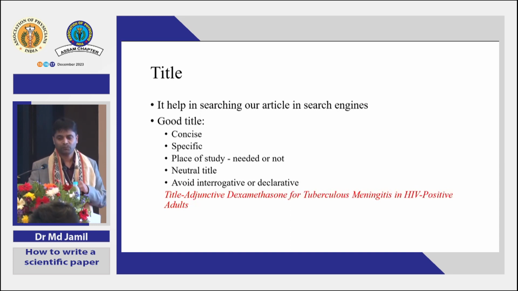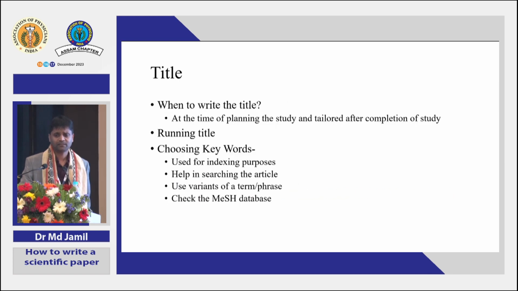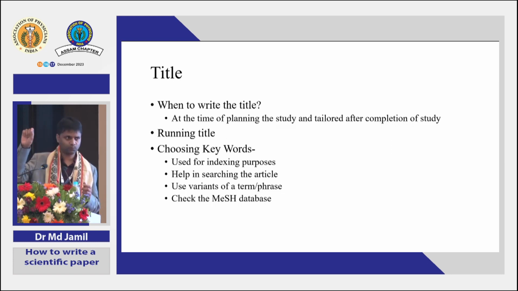An example of a title is: adjuvant dexamethasone for tubercular meningitis in HIV positive adults. We write the titles at the time of planning the study, and later on we tailor them after the completion of the study. Then some journals ask for running titles. The running titles should not be as long as the titles, but sometimes we give them so that when we print the articles in multiple pages, the running title is written at the top left-hand side.